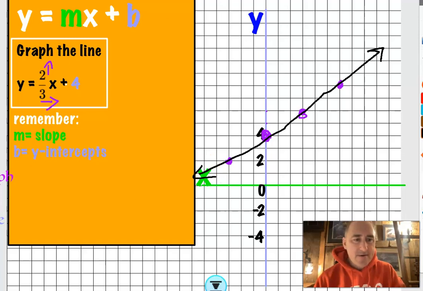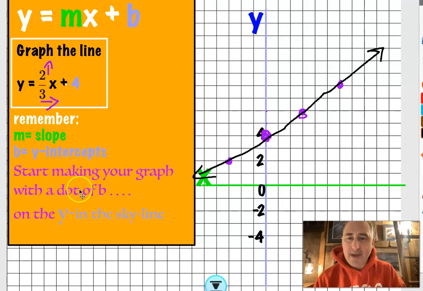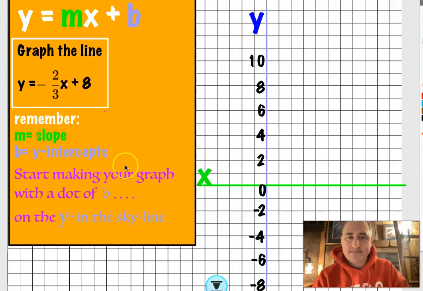So in summary, you are going to start by making a dot on the b, which is on this line, and then you're going to count up and to the right, place a dot, up and to the right, place a dot. Once you have that pattern, you can draw your line. If you want one more dot or two, you can work the other way. Let's see how this works with a negative slope.